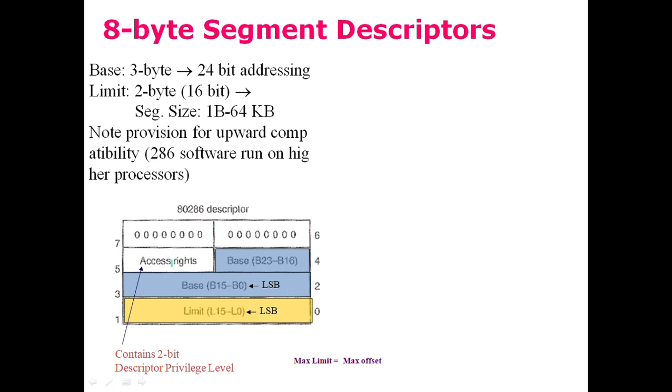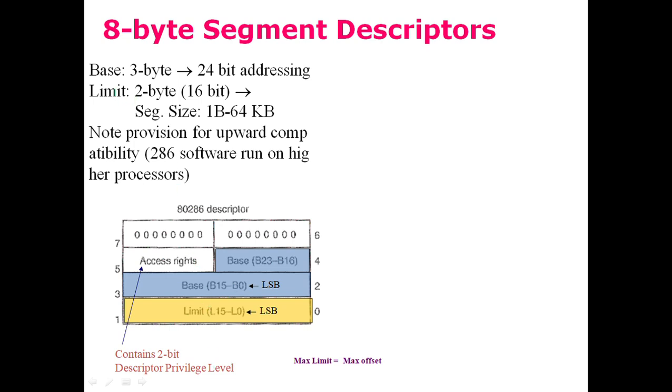And then byte 5 is the access rights byte. This access rights byte contains 2 bits for the descriptor privilege level. Remember that in the segment number there is a field, the request privilege level, and there is a descriptor privilege level as well, which describes the access privilege level of the segment that this descriptor describes. So there is a 2-bit descriptor privilege level in the access rights byte.